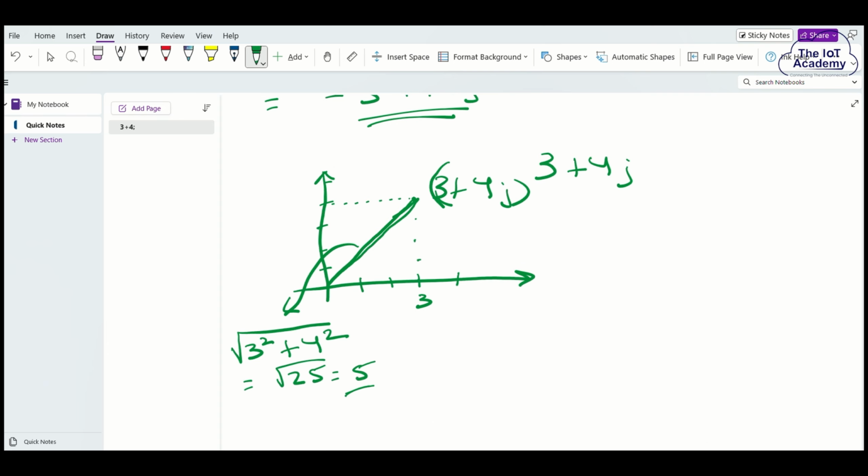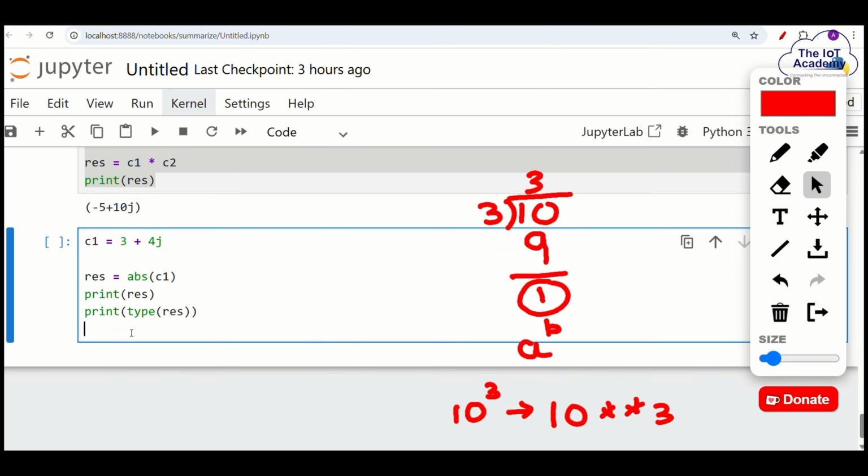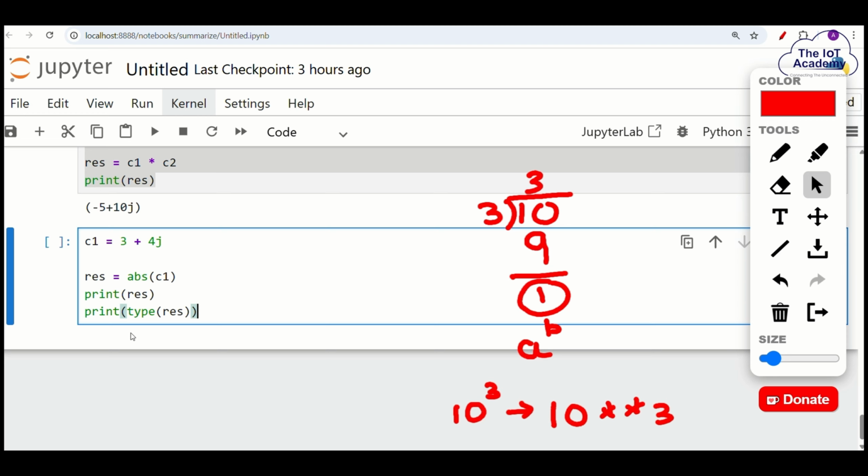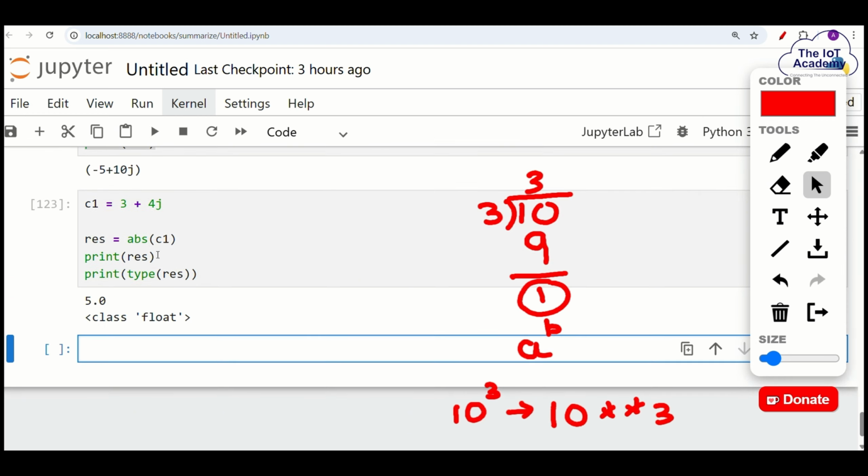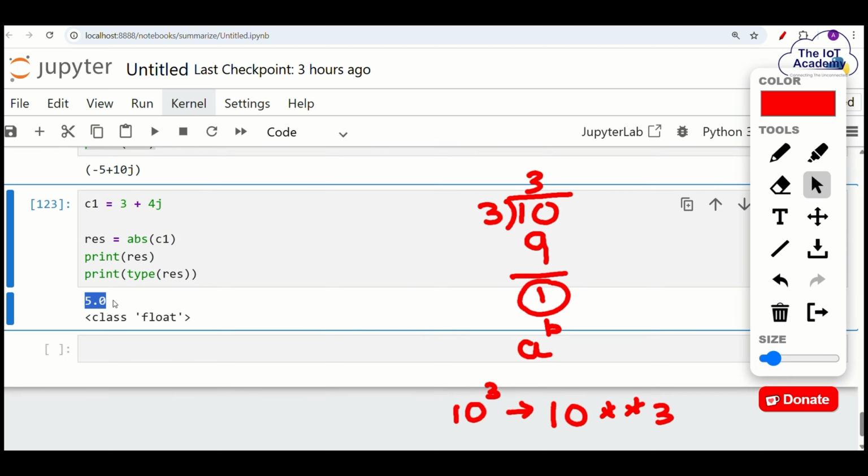Okay, so let's verify that. Let's run our code and see if it produces 5. And sure enough, lo and behold, it produces 5. Good. Okay, so this takes care of the complex number operations.